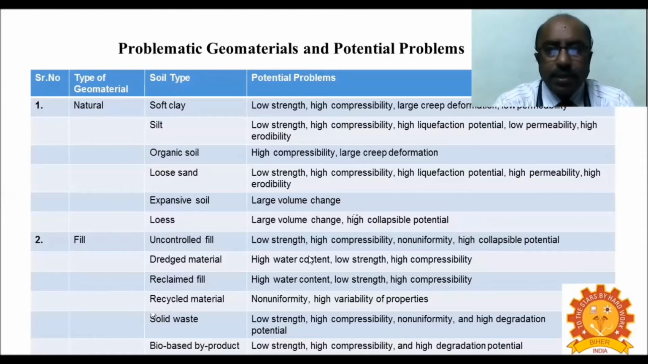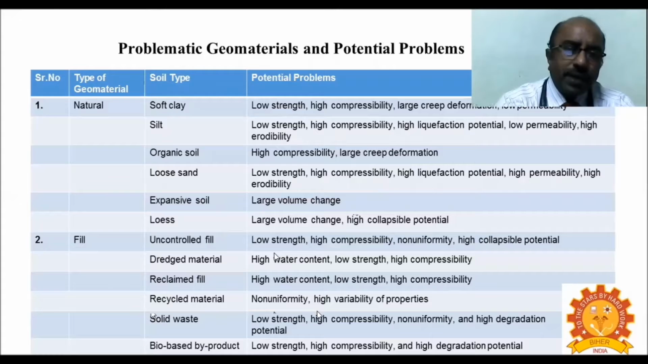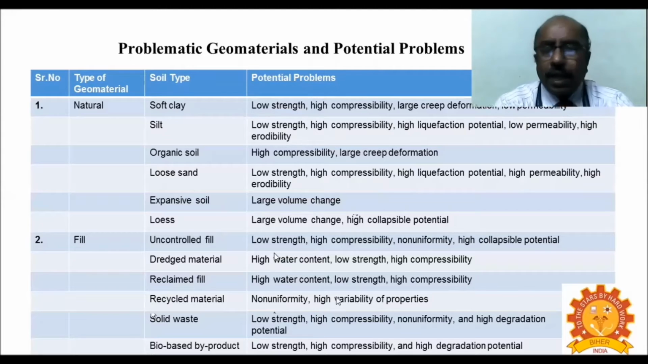Or if you have dredging material, maybe from a river bank or a seashore, it contains high water content, low strength, and high compressibility. Or if you have a reclaimed fill, there also high water content is there, with low strength and high compressibility. When we have recycled material, there are chances for non-uniformity and high variability of the properties.